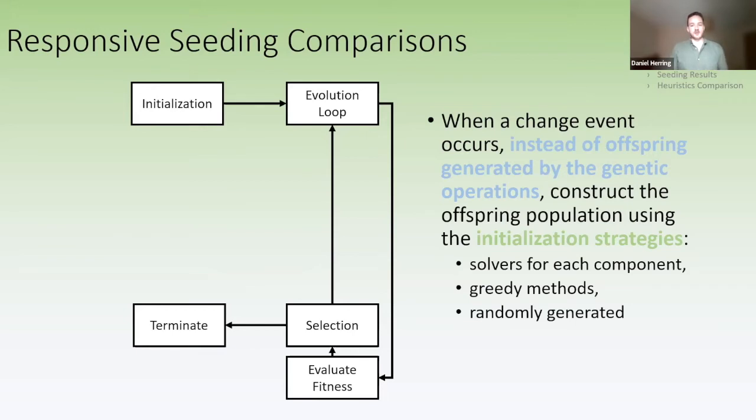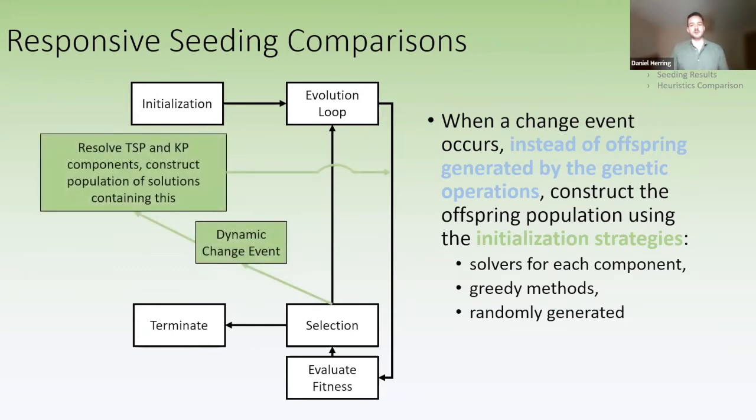In this simplified flowchart of an evolutionary algorithm from before, when a dynamic change event occurs, we resolve the components of the problem, the TOR and the knapsack components, and then we can mutate this and construct some additional solutions to generate an entire population. Then, instead of the algorithm generating its offspring as normal, we provide it with this crafted solution set filled with the solver information. It then operates as normal until another dynamic change happens.